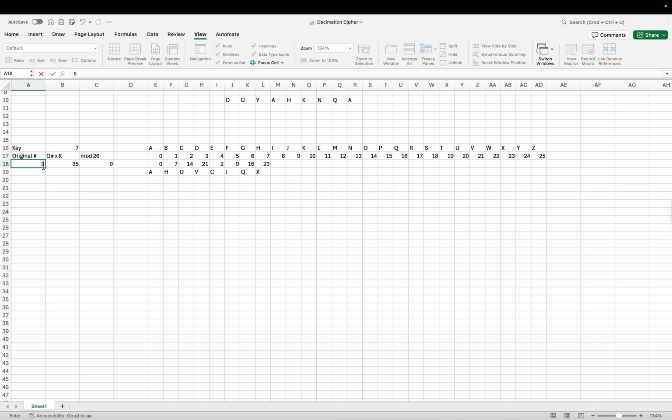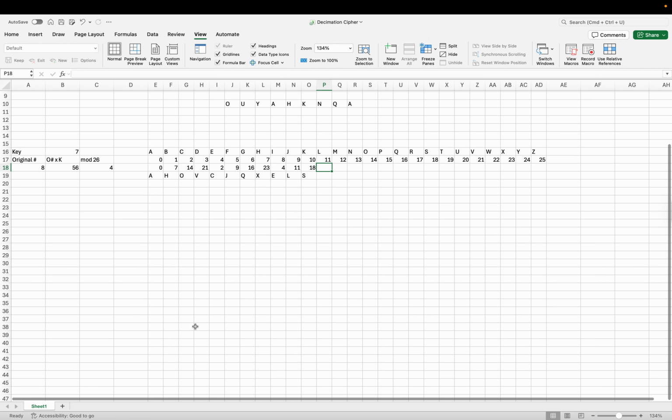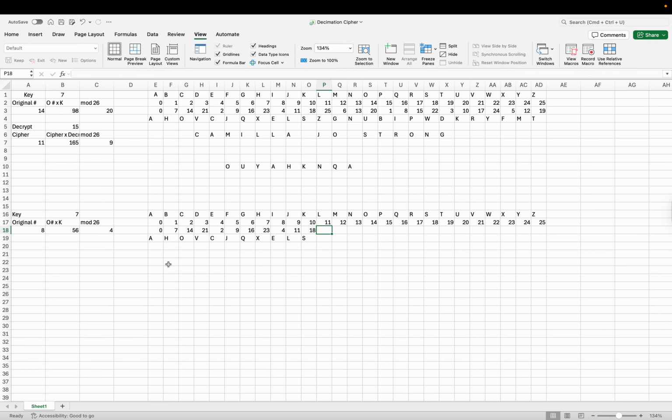So let's put this in again. 8 gives us 4. So we're just starting over again. So 4, that is E. 7 more than 4 is 11, which would be L. 18, S. Okay, so you get the idea. You just go all the way down until you've got your whole encryption. I've got a little cheat here. I've completed it, all the way down to Z.